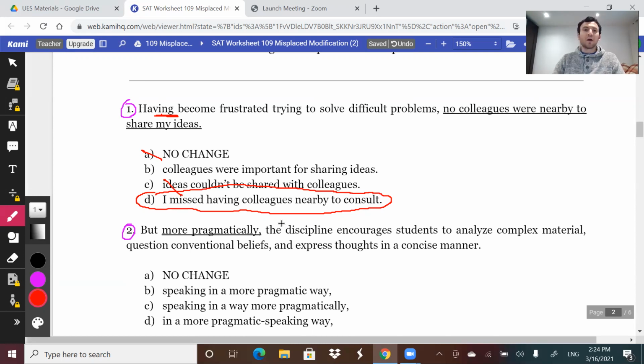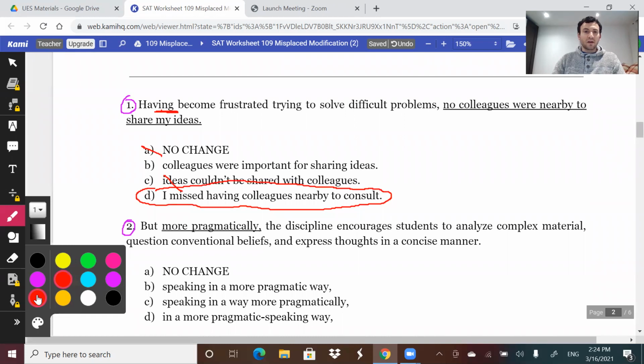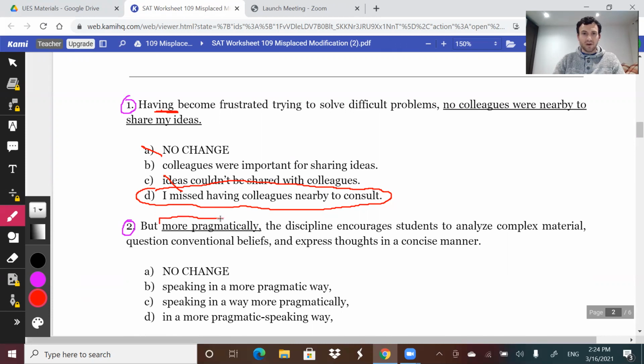Okay, so anyway, if we look at example 2, again, it's funny. They're testing us on the first part. They're testing us on the modifier because they've actually already given us the noun that follows. The noun in this case is the discipline. So a discipline is something like philosophy, astronomy. It's any type of field of study. So we have: but more pragmatically, the discipline encourages students to analyze complex material, question conventional beliefs, and express thoughts in a concise manner. So this one is A.